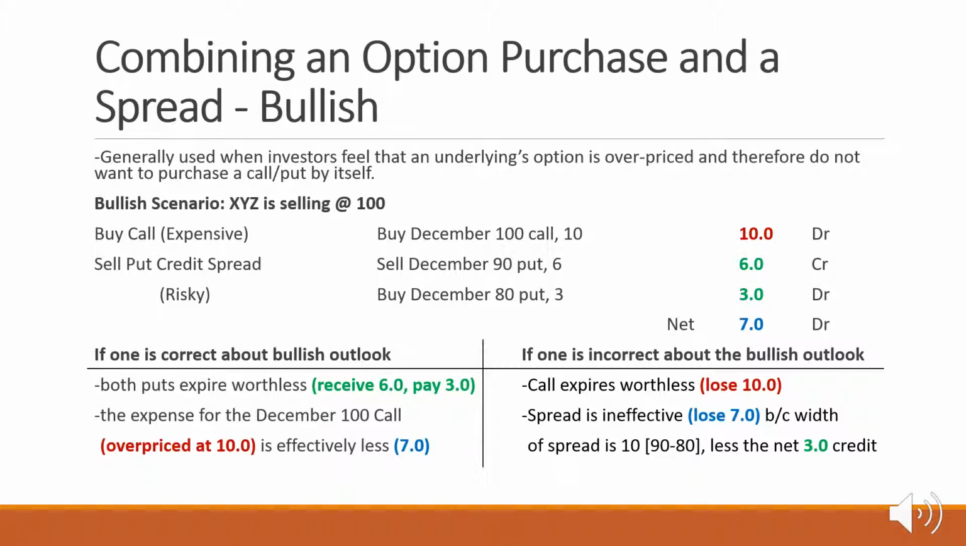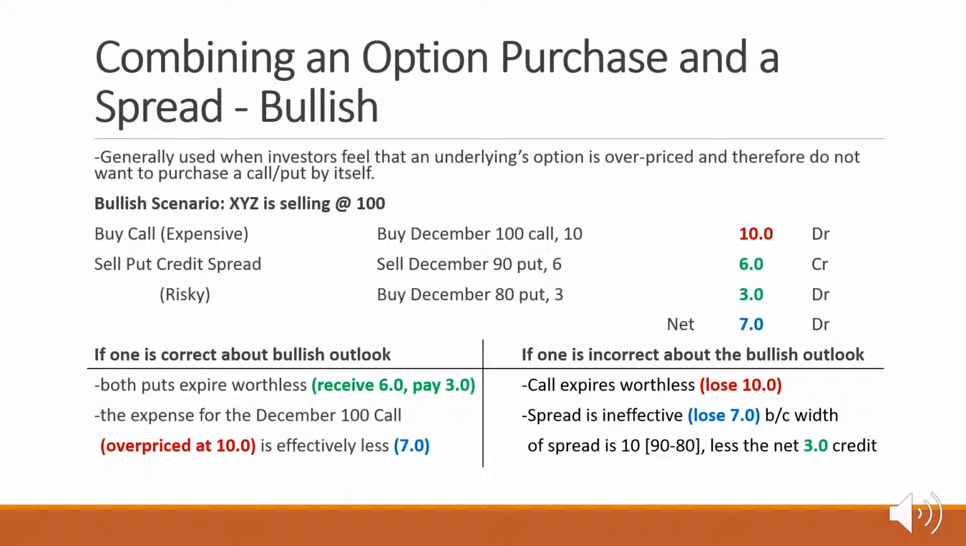Assume that XYZ is selling at 100 and one wishes to purchase the December 100 call as an outright bullish speculation. The call is selling for 10. However, one determines that the December 100 call is overpriced based off an option pricing model similar to the one we've used in class.